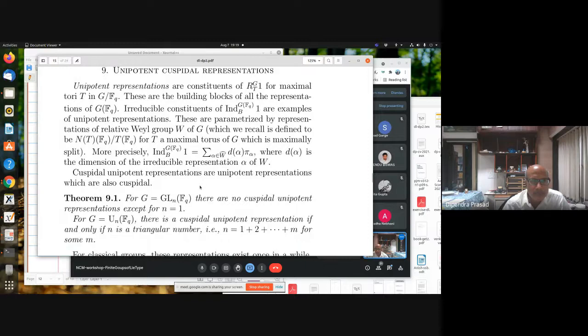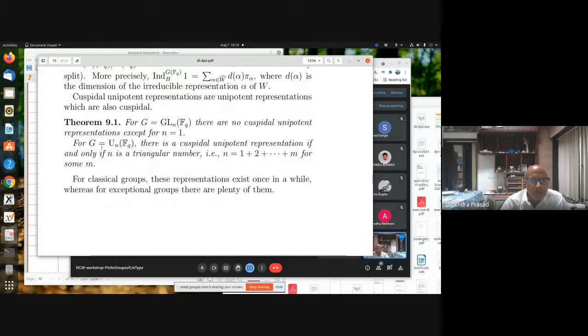And then there is this very curious phenomenon of cuspidal unipotent representations, which are unipotent representations which are also cuspidal. For GL_n, they all arise from induction from B to G(F_q), and none of these are cuspidal by definition. But in some classical group cases, there are cuspidal unipotent representations. For instance, for G equals U_n(F_q), there is a cuspidal unipotent if and only if n is a triangular number, which means that n is a number of the form 1 plus 2 plus ... plus n. For classical groups, these representations exist once in a while, whereas for exceptional groups, there are plenty of them. They have been enumerated, and they serve as building blocks.